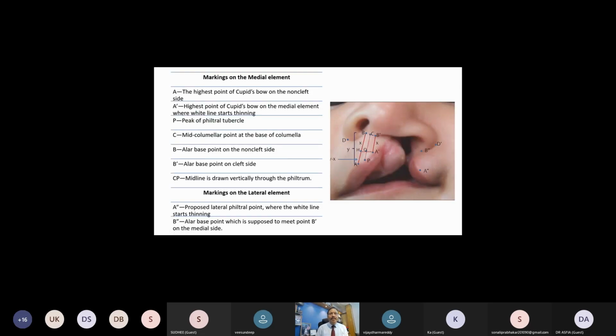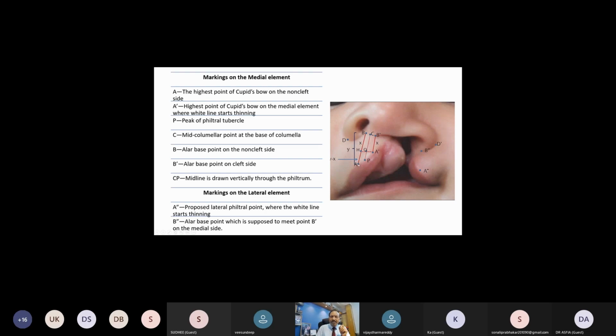Now, there are so many points that confuse the trainees. The most important thing that you need to remember, without going into the labeling system of A, B, C, D, or 1, 2, 3, 4, are three important points: the midpoint of the cupid's bow, the peak of the cupid's bow on two sides, the corresponding peak of the cupid's bow on the left side, the base of the alar, the base of the columella, and the midpoint of the columella.